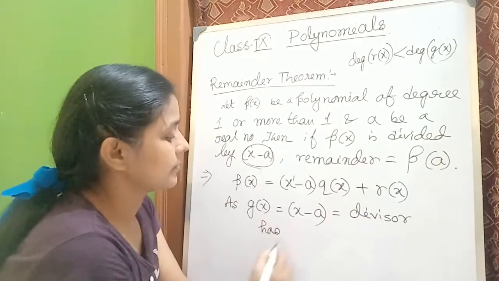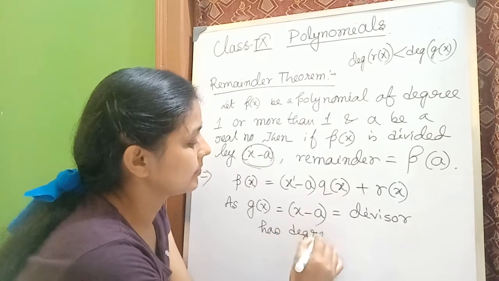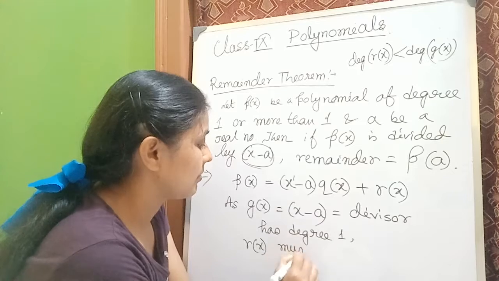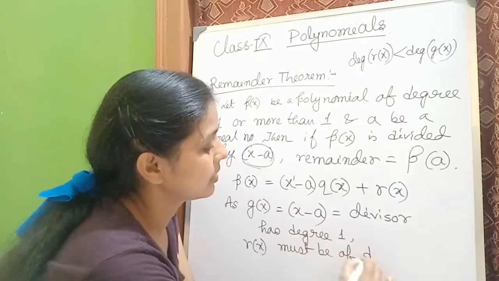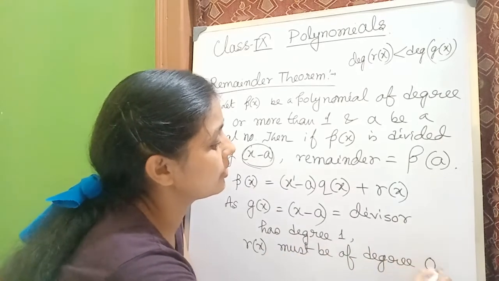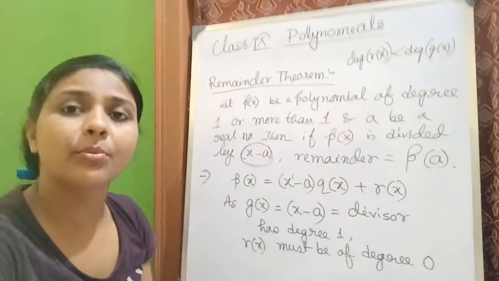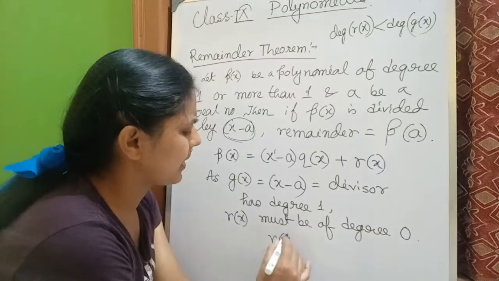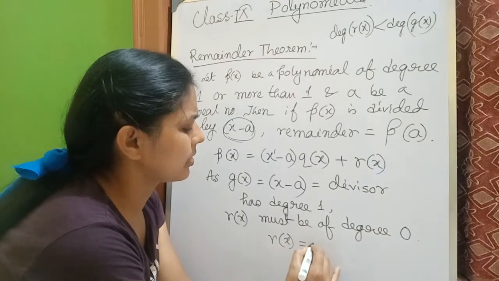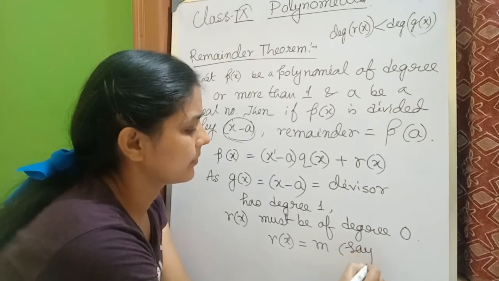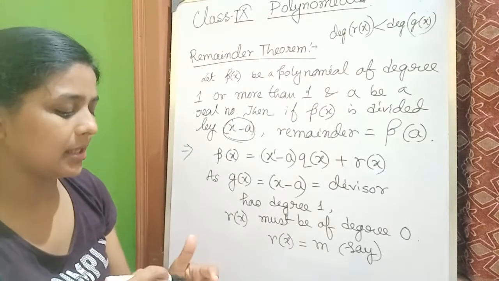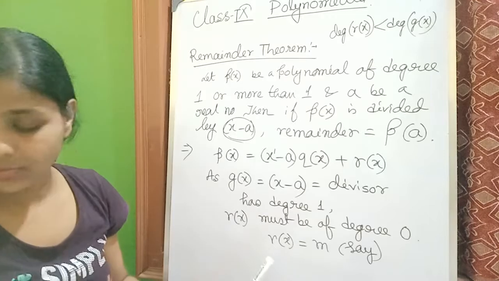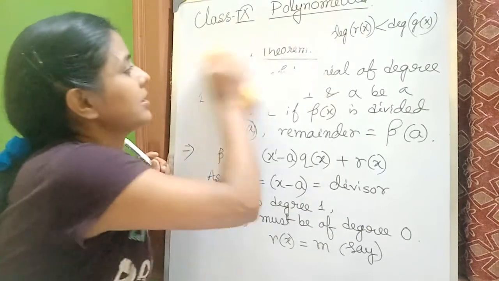We will write that g of x equals x minus a, the divisor, has degree 1, so r of x must be of degree 0. Degree 0 means it's a constant number, so we take r of x equals, suppose, m, say. So m is the constant remainder here.